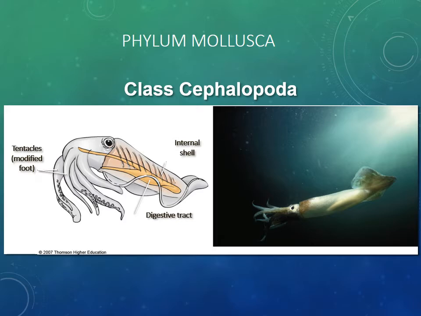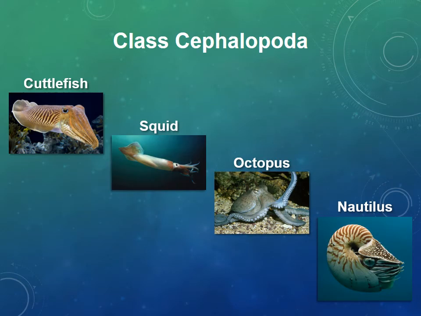So now on to cephalopods. Cephalopods are my favorites, for sure. So much coolness here. They have the internal shell. Well, some of them do anyway. The octopus doesn't really have a shell at all. But these are the four main ones we'll look at.